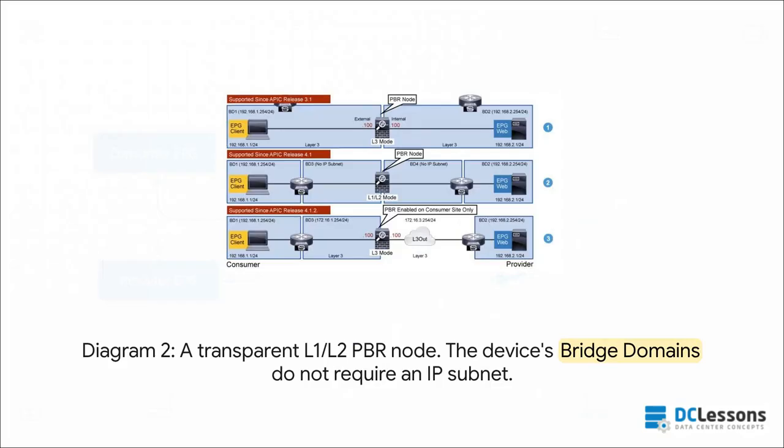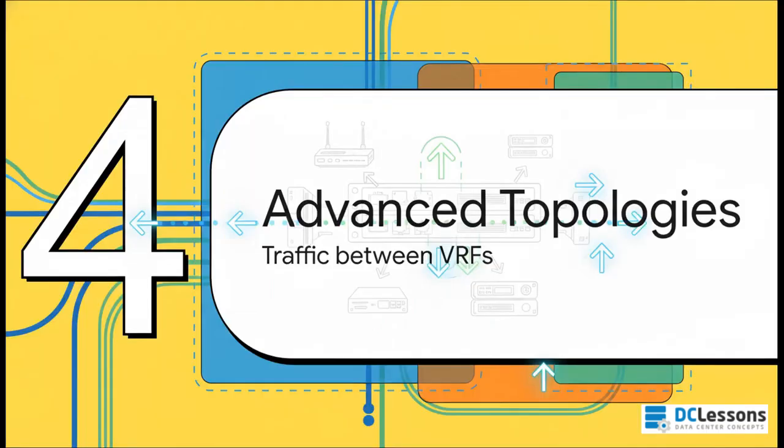Check out this diagram. The PBR node in the middle, notice how its bridge domains don't even need an IP subnet configured? This gives you just insane flexibility. Your client and web EPGs could actually be in the very same subnet, and ACI would still be smart enough to redirect the traffic through the inspection device. That's pretty powerful.